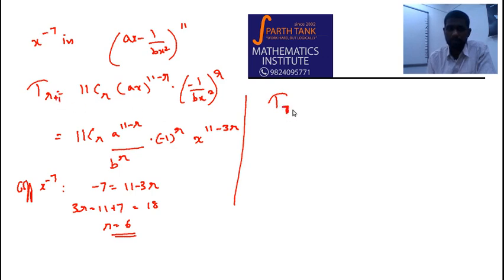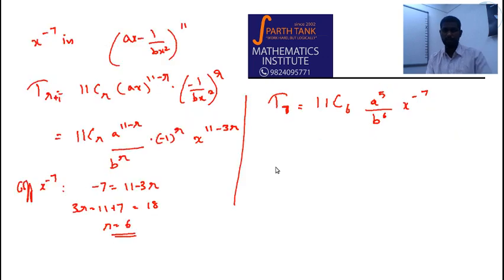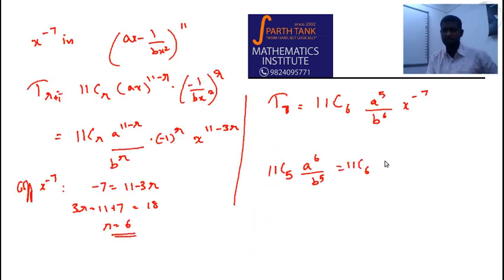So t7, that is the seventh term in this expansion, would be 11c6 a raised to 5 by b raised to 6, because r is 6, 11 minus 6 is 5, minus 1 raised to 6 is 1, and x raised to minus 7. Alright, so if the two coefficients are supposed to be equal, the coefficient here and the coefficient here, then we have 11c5 a to the power 6 by b to the power 5 is equal to 11c6 a to the power 5 by b to the power 6.